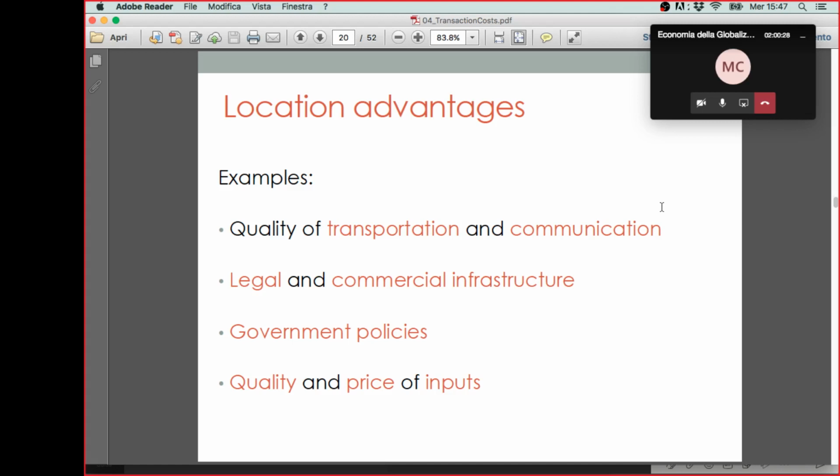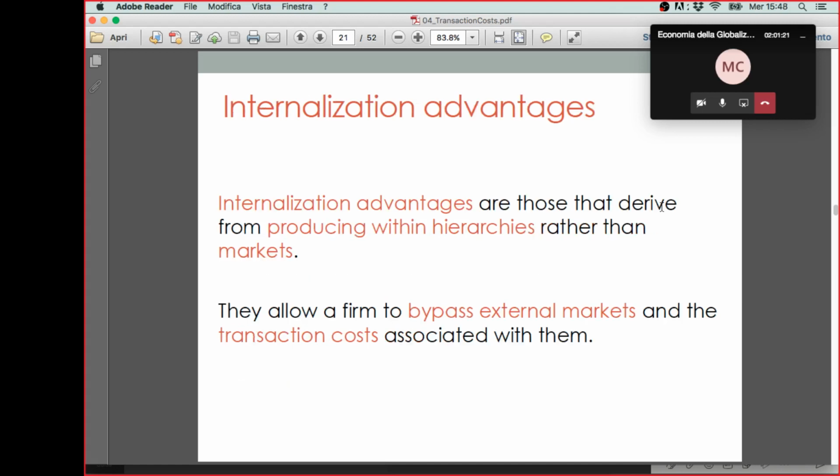And here we come to the end of the story. You have internalization advantages. What are internalization advantages? Are those that derive from producing within hierarchies rather than via the markets. Basically, they are all those factors that allow a firm to bypass external markets and the transaction costs associated with them, and that make it convenient for the company to internalize these activities. What are examples of factors that create internalization advantages?